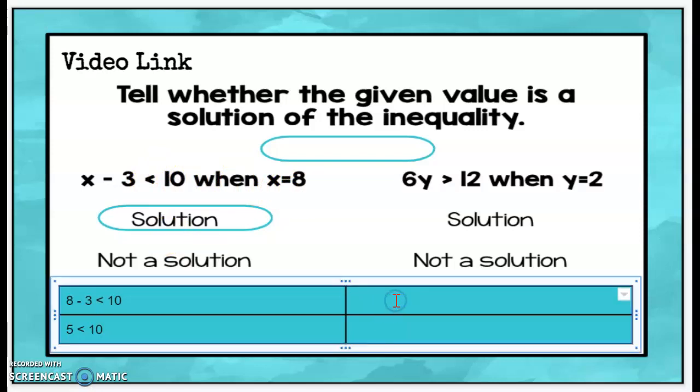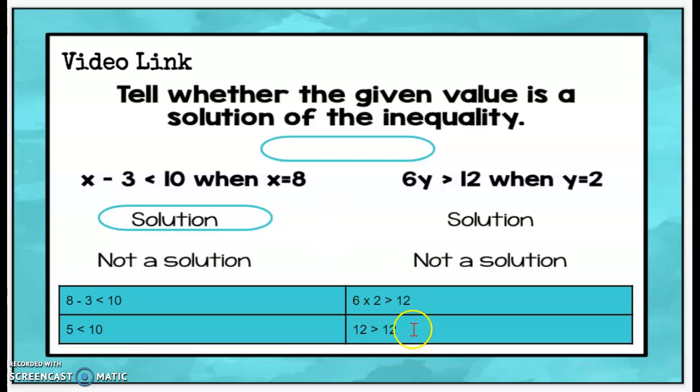All right, so down here we have 6 times y is greater than 12 when y equals 2. So I'm going to rewrite this and replace my y with 2, which means I'm going to substitute it. So I have 6 times 2 is greater than 12. 6 times 2 is actually 12. And we're saying 12 is greater than 12. Now, is this statement correct?